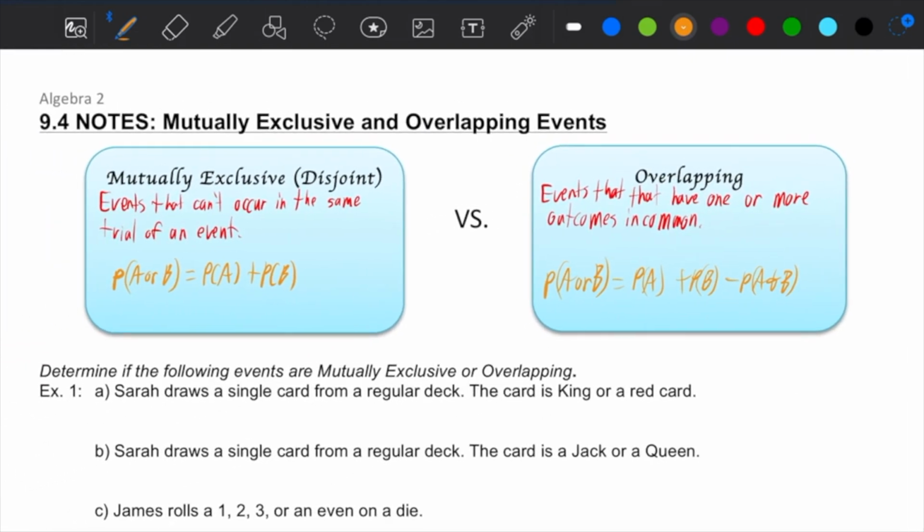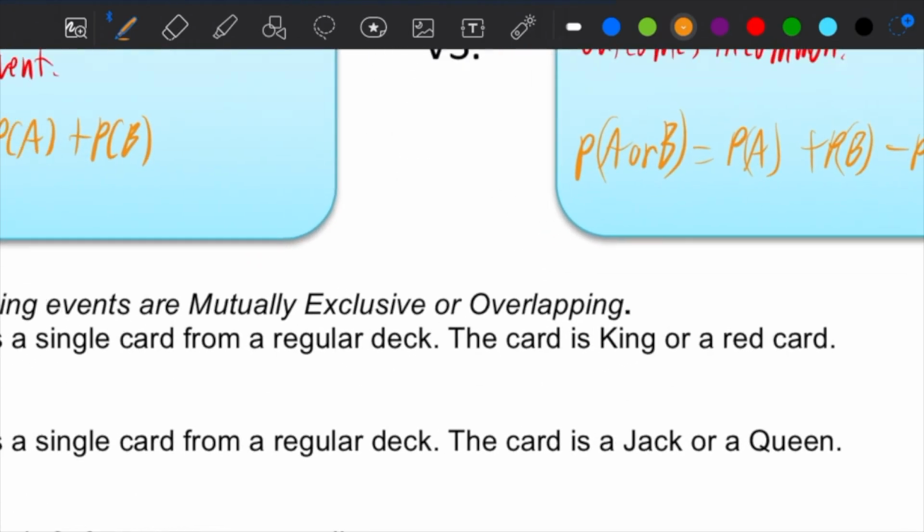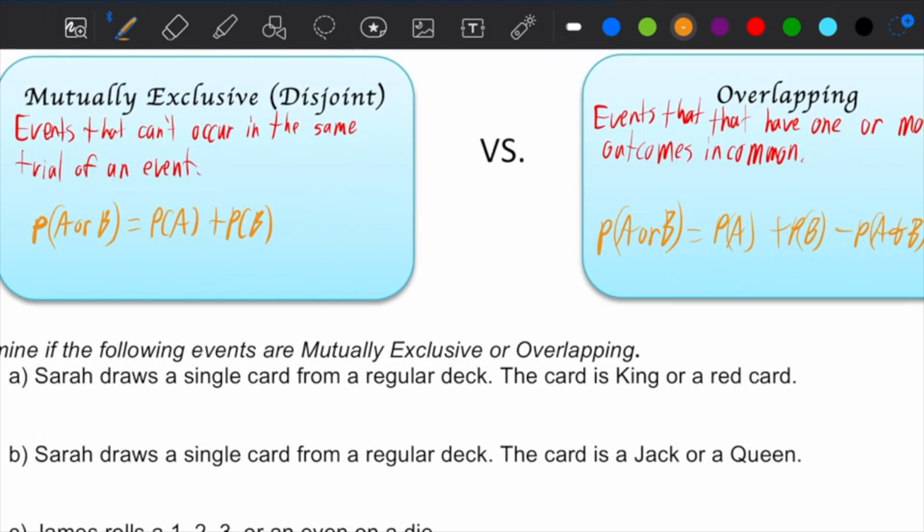So example 1, we're going to determine if these are mutually exclusive or overlapping. Sarah draws a single card from her deck. The card is a king or a red card. So the question is, can the card be a king and a red card? If it can be both, then it is overlapping. If it only can be one or the other, there are no red kings, for example, then it's mutually exclusive. There are red kings in the deck, 2 of them to be exact. So these are overlapping events. They could both occur at the same time, but it's also possible that you just get a red card that's not a king, or a king that's not red.